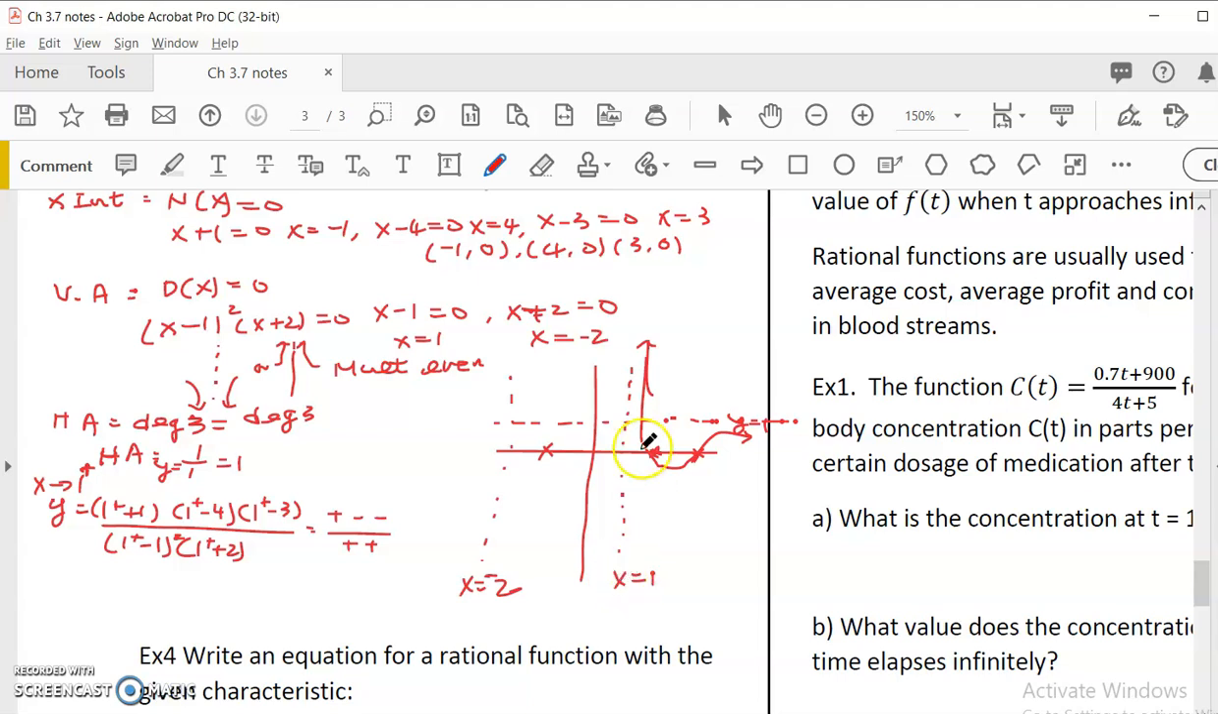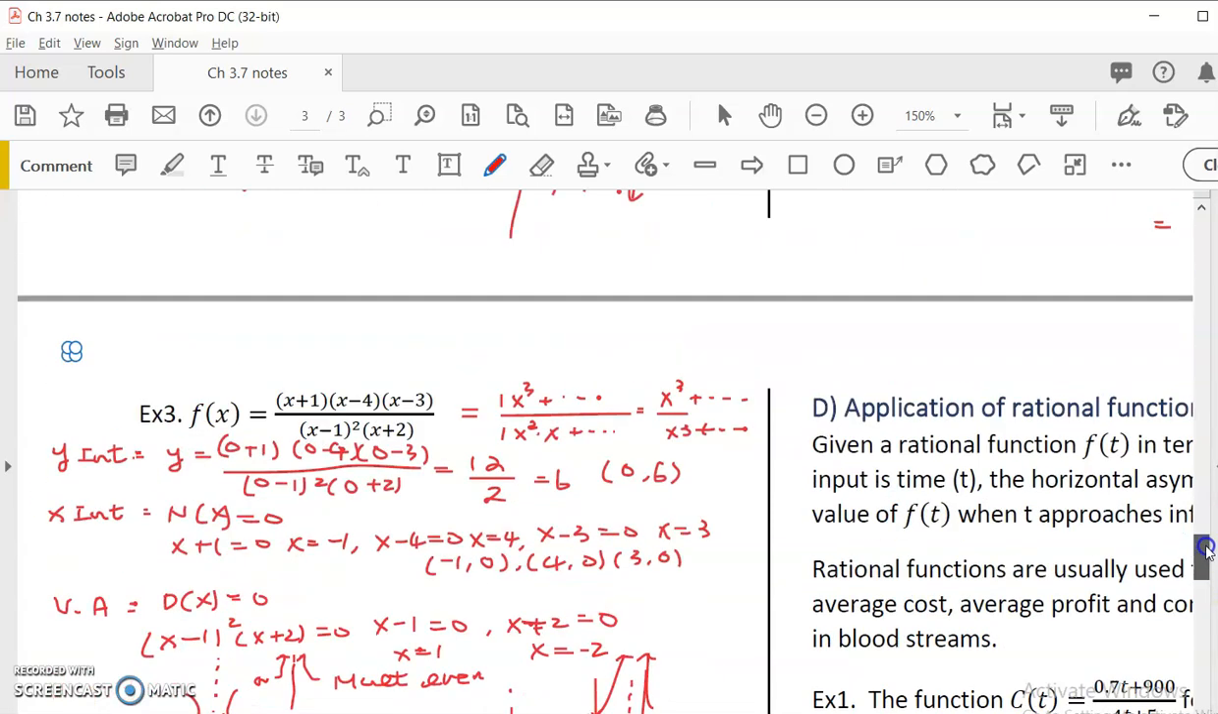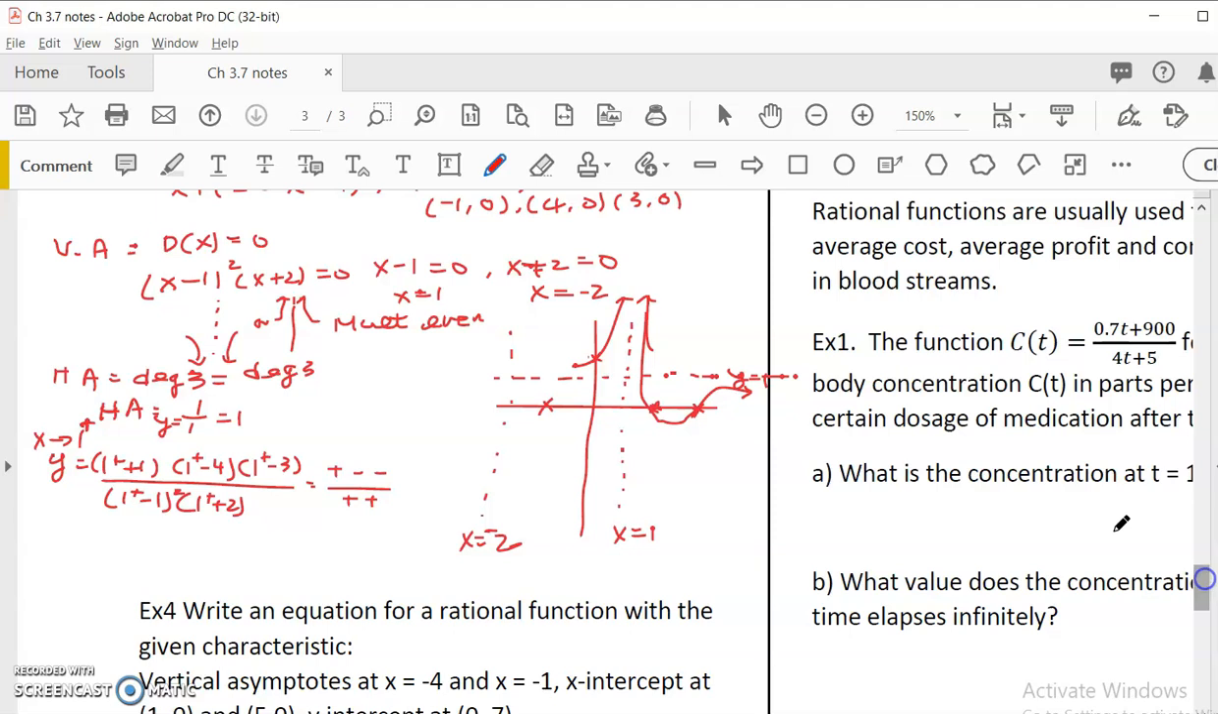Now at x equal to 1, the graph has even multiplicity for this vertical asymptote, so it would go to infinity on both sides, I think, right? And on the y-axis, the y-intercept is (0, 6), so we have that over there.